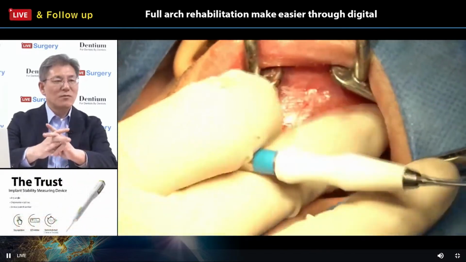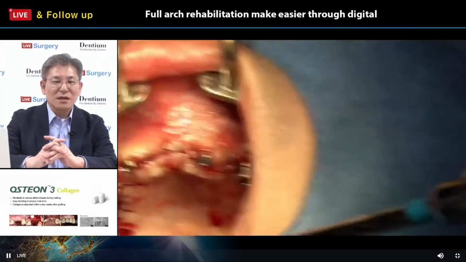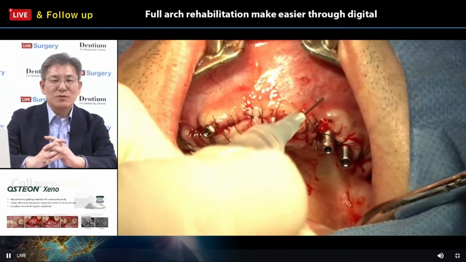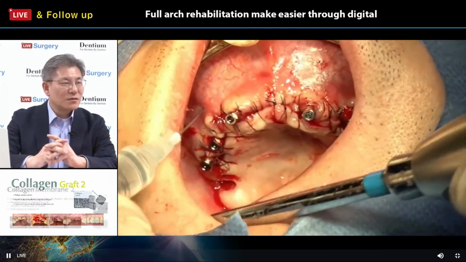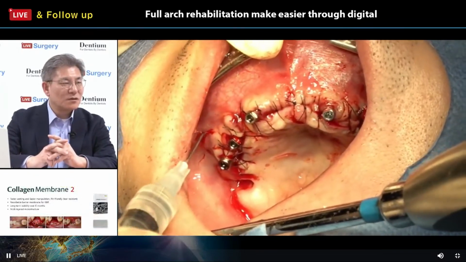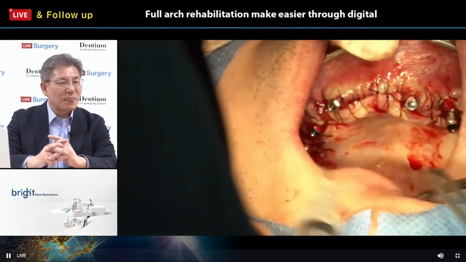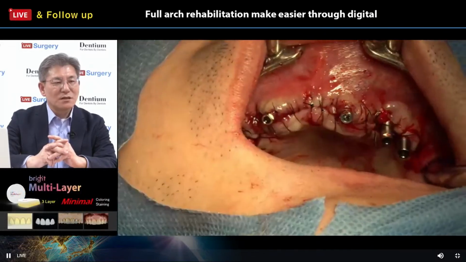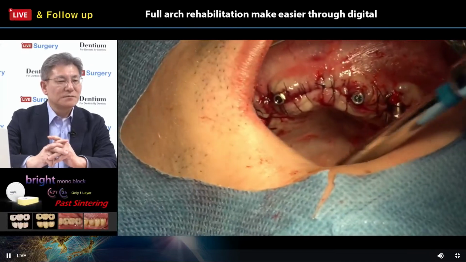Another thing I want to mention about this collagenized bone is the Osteogen collagen and Osteon 3 collagen. It makes bone grafting and GBR procedures easier. Okay, now the PDLN injection was performed around these surgery areas with the bone grafting, right? This PDLN promotes faster soft tissue healing.